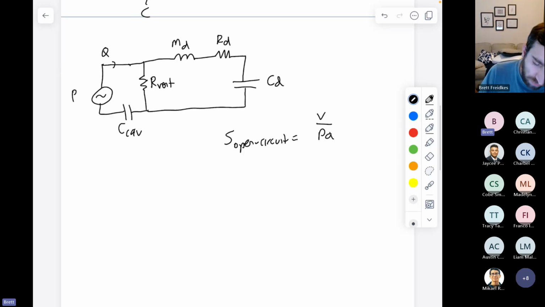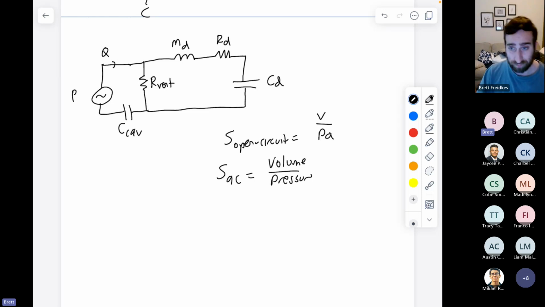The thing that we cared about, though, for this type of acoustic model was the acoustic sensitivity, which we said was for a given pressure, what is the volume change? Not volume velocity, but what is the volume change?